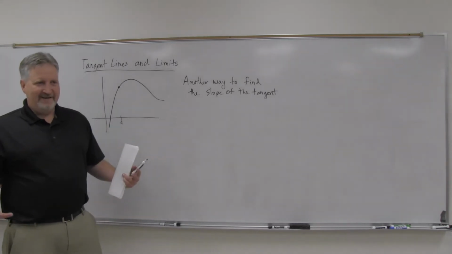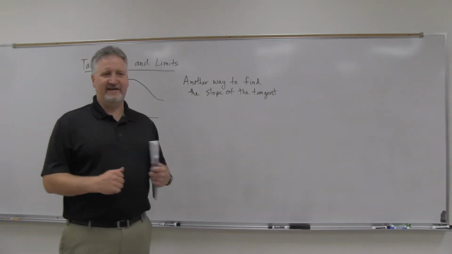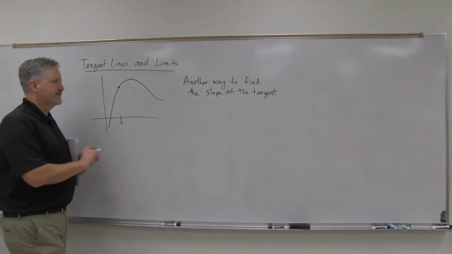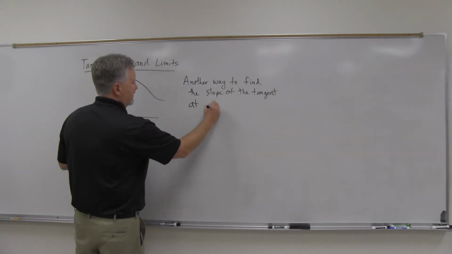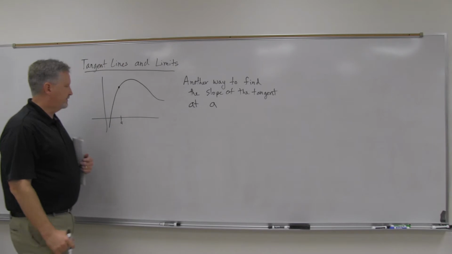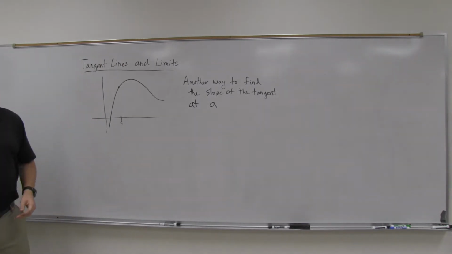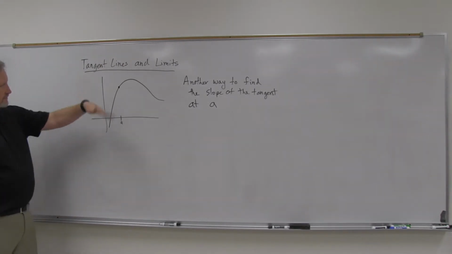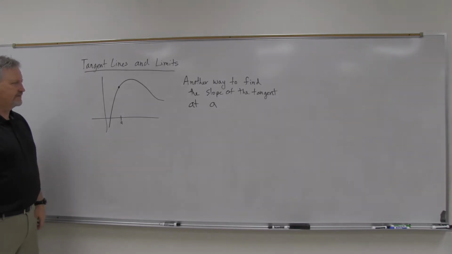There's a second way to find the slope of the tangent at a particular x value. Call it A. So again, just drawn up here a curve. Doesn't matter what the curve looks like. The process is all the same.